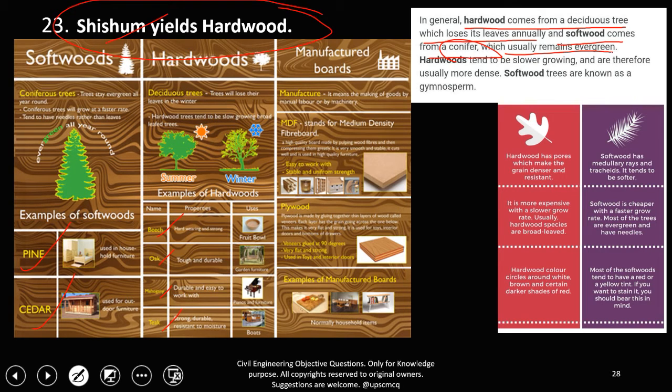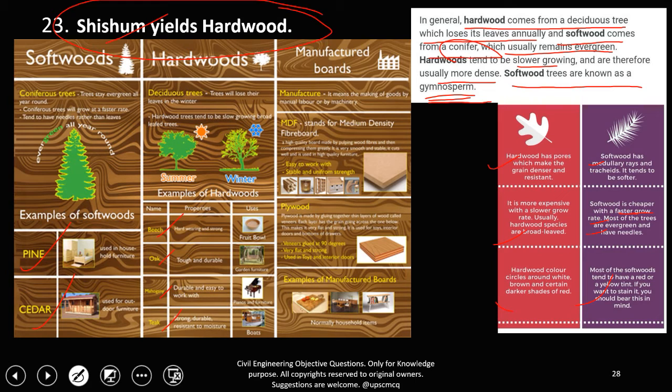Hardwood tends to be slower growing and are therefore more dense. Softwood trees are known as gymnosperm. These are additional information such as hardwood has pores which make the grains denser and resistant, and softwood has medullary rays and tracheids. It tends to be softer. Hardwood is more expensive with a slower grow rate, and softwood is cheaper since it has a faster growth rate.